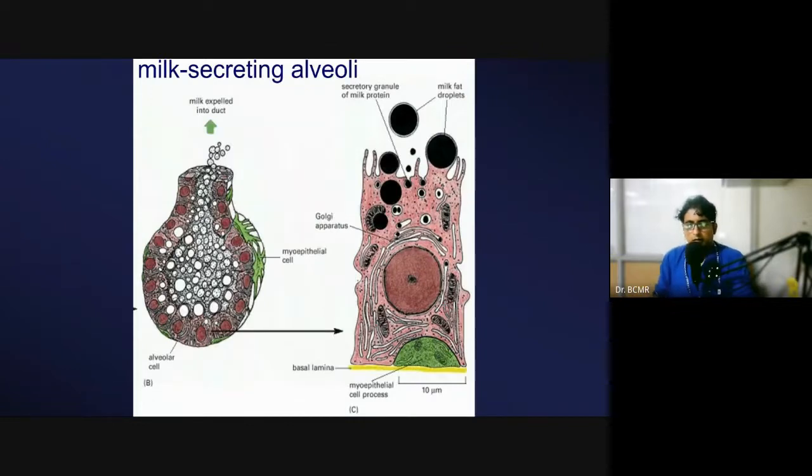If you see the alveolar cell, it has so many vesicles. These are the alveolar cells, and they have vesicles of food, the droplets, fat, and other things which are secreted into this small lobule-like structure, and this will empty into the ducts, and from the ducts it will reach the baby. So all these milk droplets are produced as vesicles within the cell. Okay?